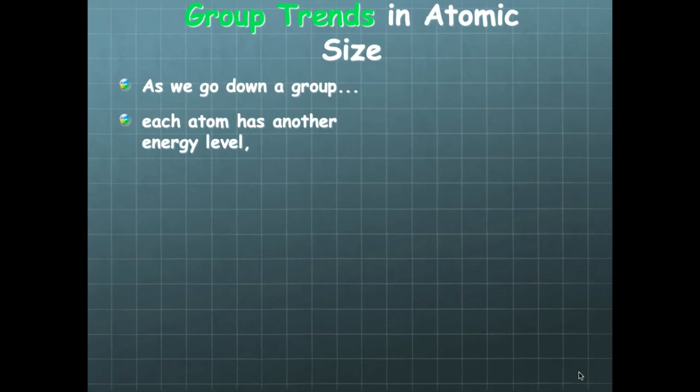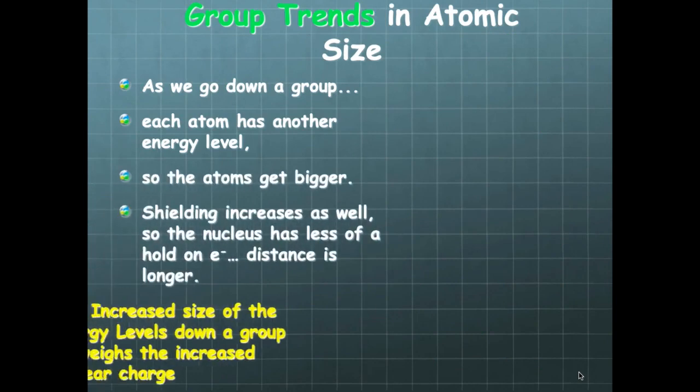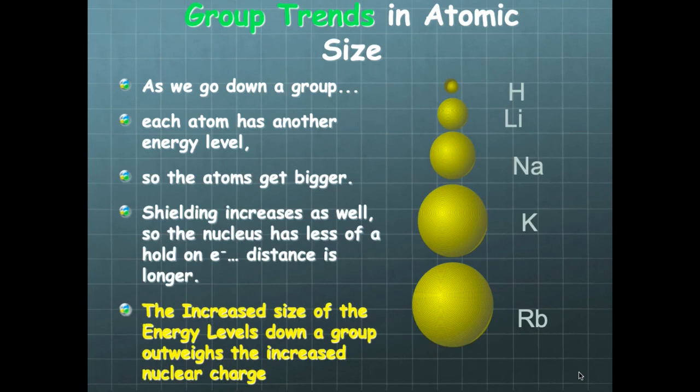Okay, so let's combine everything that we have learned so far. Again, you see a diagram here of group 1 elements, and we have hydrogen, lithium, sodium, potassium, and rubidium. And you can see that the size of an atom is increasing as we move down a group. Now, why is the size increasing?